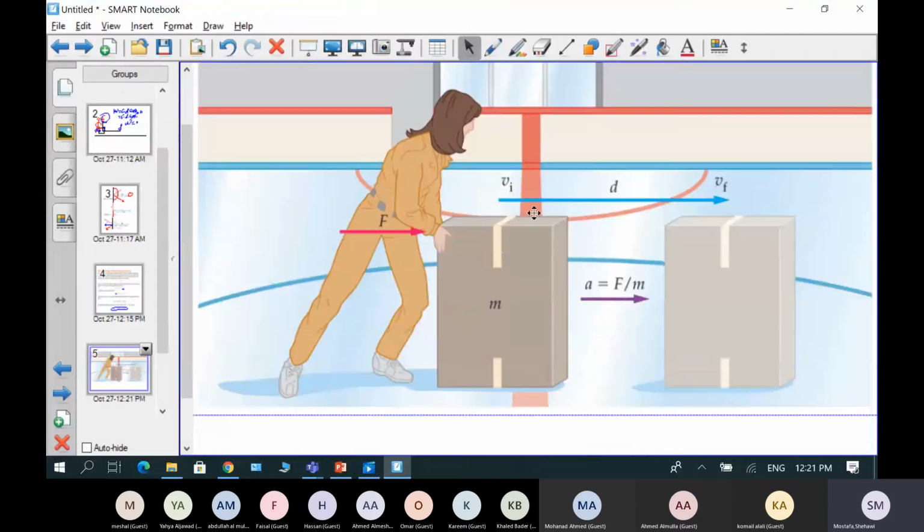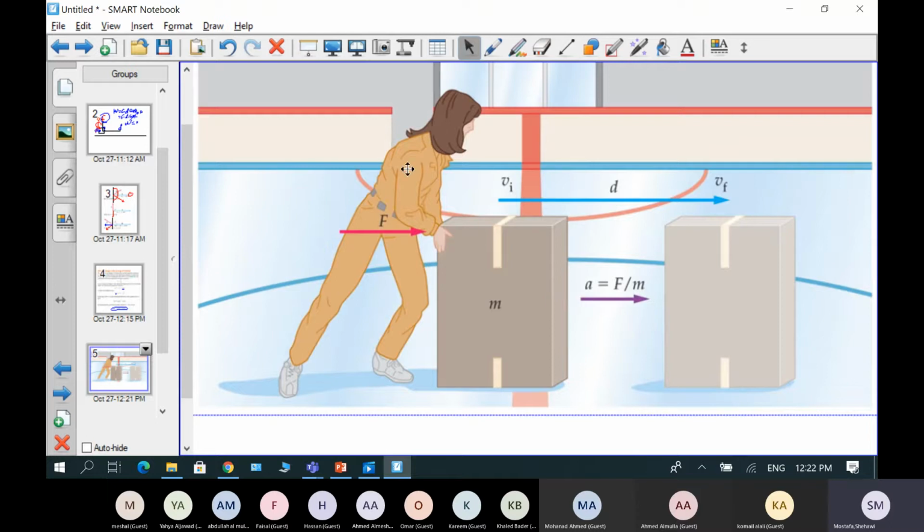So let's explain what's happening here. This is the force applied. The force applied causes this system to move a distance d. In the beginning of the movement was the initial velocity, and this is the final velocity. So the force has done some work. This work is transferred into kinetic energy stored in the system. And from here we come to a concept called conservation of energy.